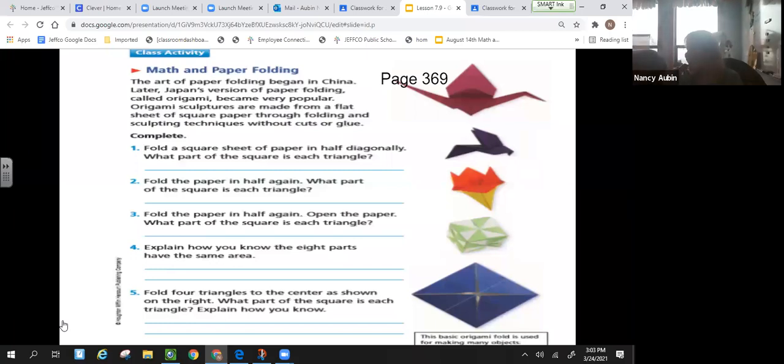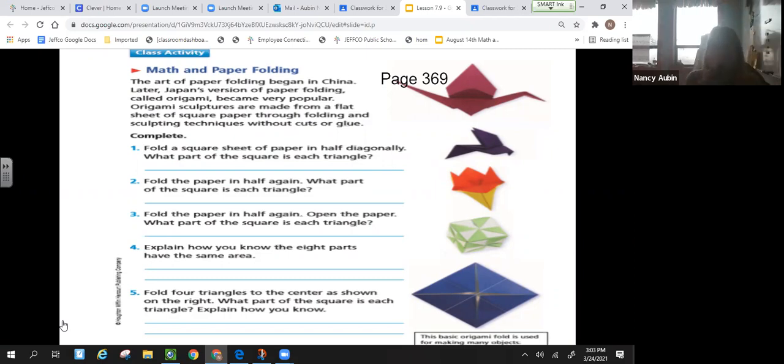Yep. So what I would like for you to do is read along with me in your book on page 369, and then we will work together, okay? I will give you some independent time, don't worry, but let's start together. So the art of paper folding began in China. Later, Japan's version of paper folding, called origami, became very popular. Origami sculptures are made from a flat sheet of square paper through folding and sculpting techniques without cuts or glue.